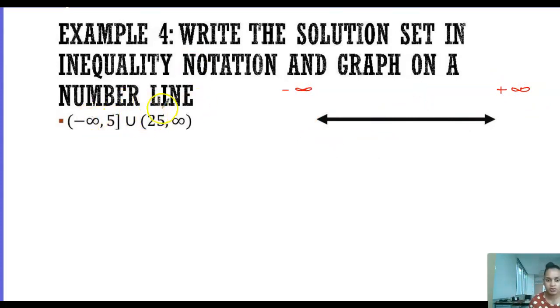From -infinity to 5. So I'm going to put a 5 on my number line. And I'm going to say, going this way is negative infinity all the way up to 5. And that 5 has a bracket on it, so that's going to be a closed circle. So that piece of my graph looks like this. Okay, and then there's a union, so there's a bit of space there, and I'm going to put 25. Notice it has a parenthesis, so that would be an open circle, and it's going to infinity, so to the right.